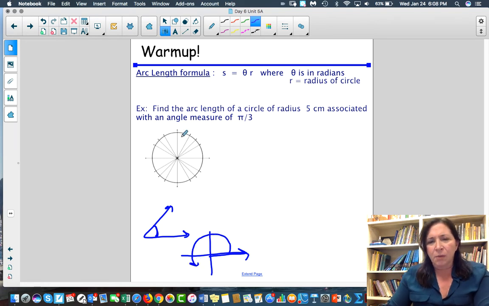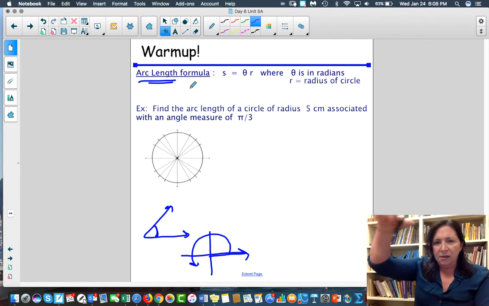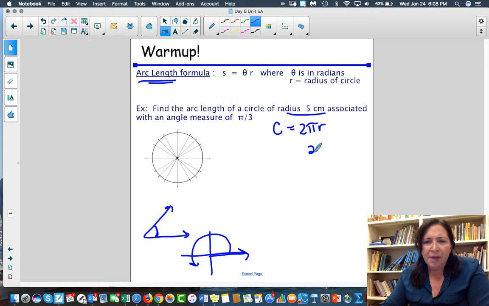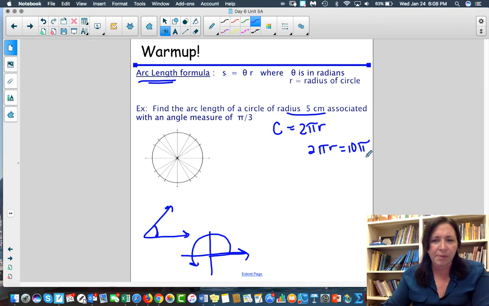Then today, what we're going to talk about is something called arc length, okay? Arc length is the actual distance or length around our unit circle. Now, depending on how much of it we're talking about, all the way around the unit circle is what we call the circumference. So circumference equals 2 times pi times r, r being my radius. In this case, let's say my radius was 5. I would have 2 times pi times my radius, or 10 pi. And that would be my circumference.